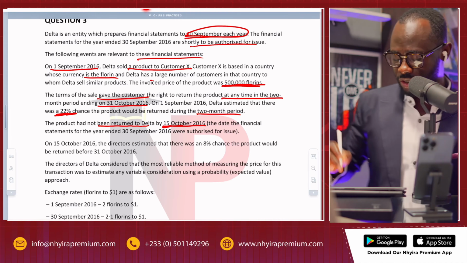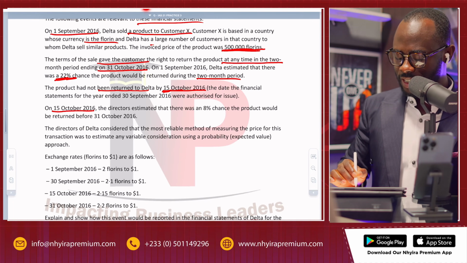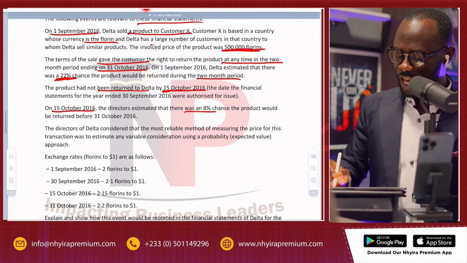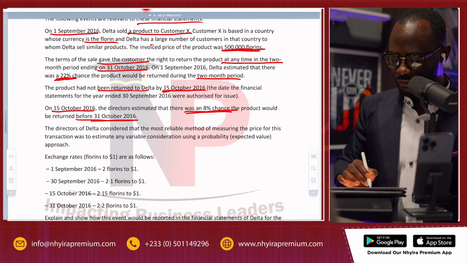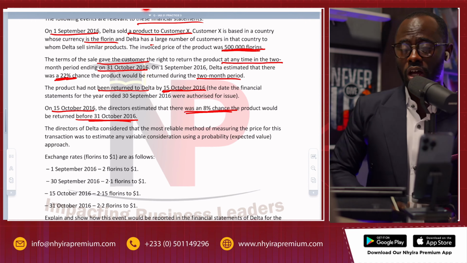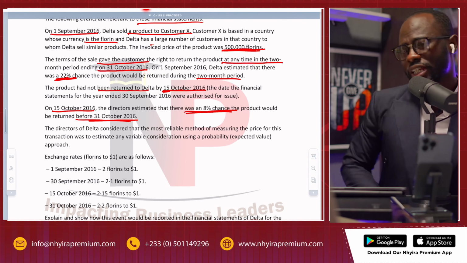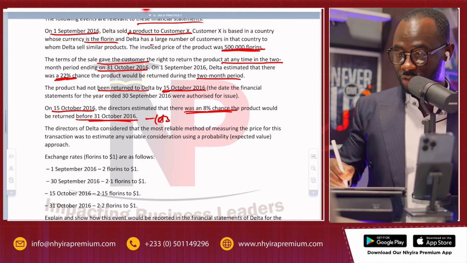Let's continue to read. On 15th October 2016, the directors estimated that there was an 8% chance the product will be returned before 31st October 2016. So what is this? This is events after the reporting period in accordance with IAS 10.